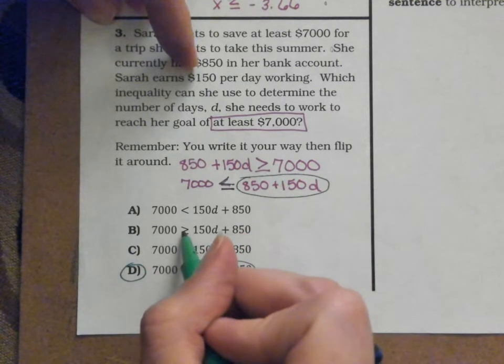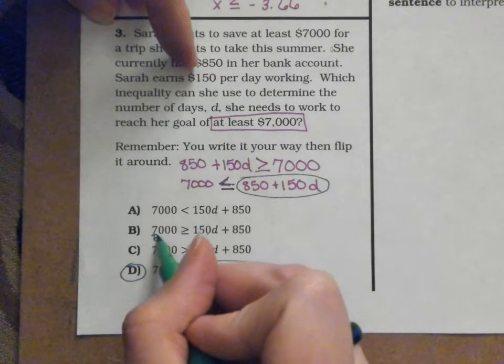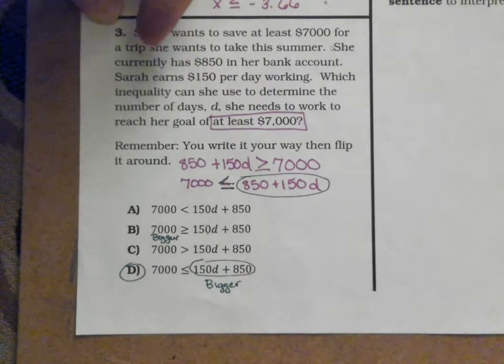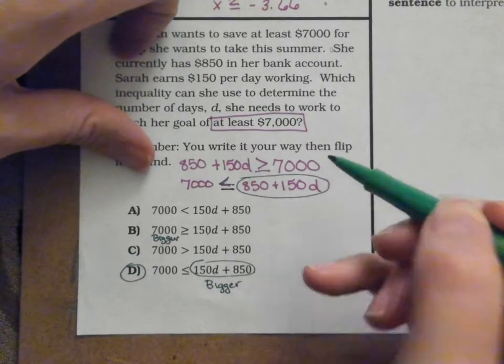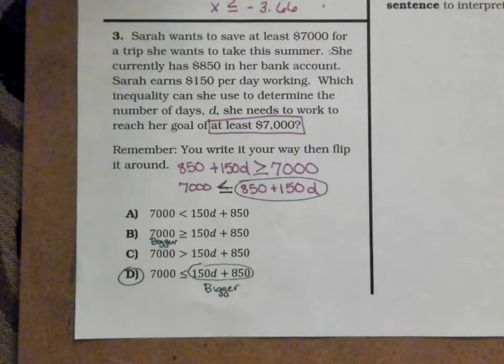Whereas some of you picked this one, B, whereas this one is saying this is bigger than what she's trying to save. So that's not going to work out so well. So always write it your way first, and then just pretend you're picking it up off the paper and flipping it over.